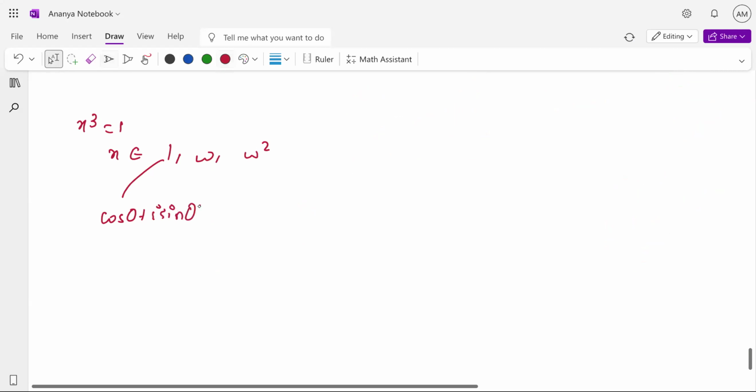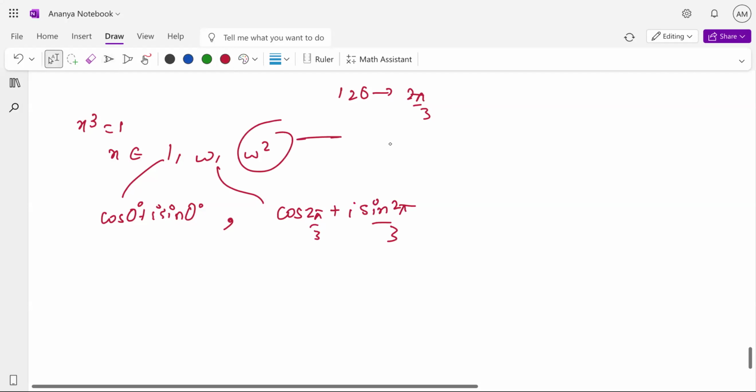So for 1, we have cos 0 plus i sine 0. For omega, what can I write? Cos of 120 degrees, which can be written as 2 pi by 3, plus i times sine 2 pi by 3. The next is this one, where the real part is negative, minus 1 by 2, and the imaginary part is plus root 3 by 2.